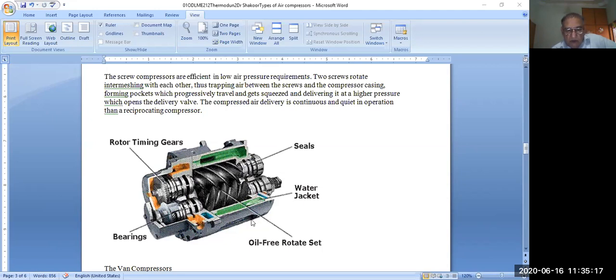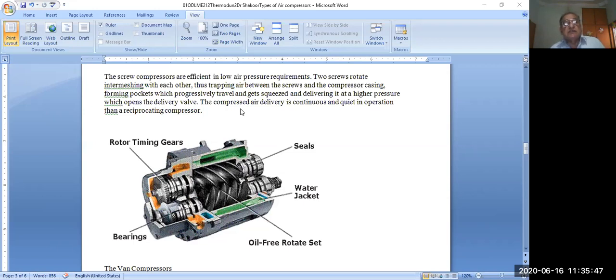This screw is oil free, because oil may hamper the compression process of the gas. So they are very, very accurately manufactured, and there is a very small clearance. They don't touch each other. Nonetheless, they don't allow much of the gas to leak between the screws. So the screw compressors are efficient in low air pressure requirements.